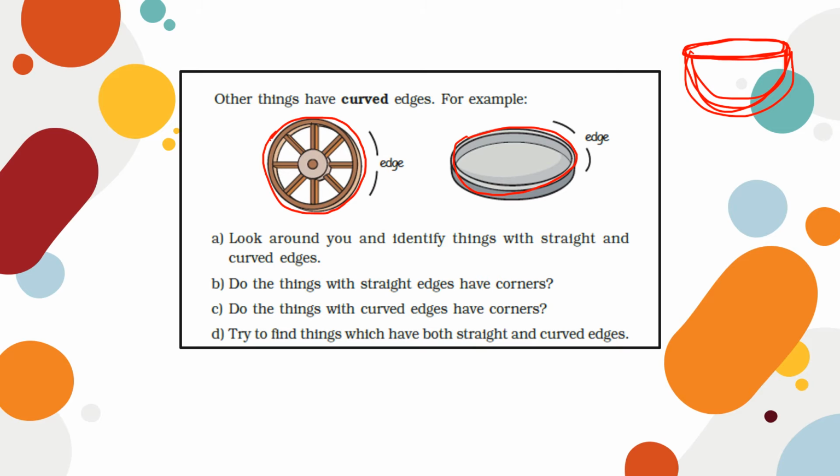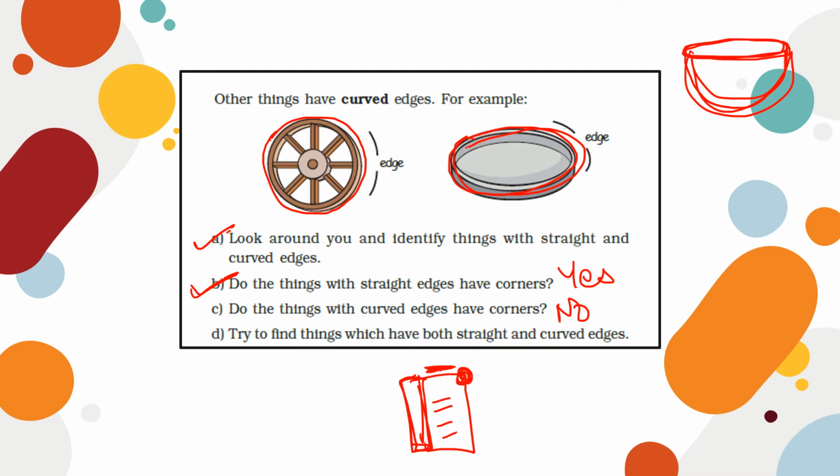Look around you and identify things with straight and curved edges. You can do this at home. Do look at things around you and observe if they have curved edges or straight edges, they have corners or not. Second, do the things with straight edges have corners? Yes, right? Here the edges are curved, but when we looked at the book, the edges were straight. So the book also had corners, right? There were corners and there were edges. Do the things with curved edges have corners? No. We can see over here, we can see over here, we can see over here.